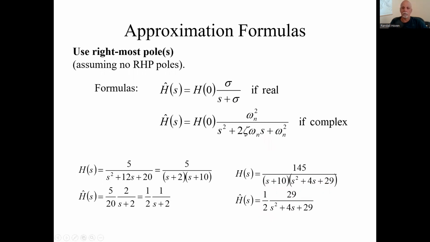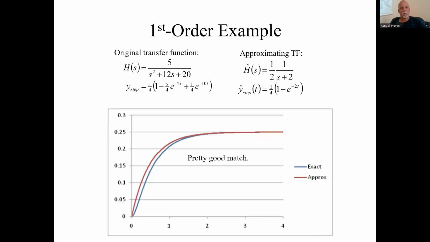How well does all that work? Well, I won't go through all the arithmetic, but say this was that same original function. It's second order, but it has 2 real poles. Here's its step response. Here's the approximating function, which is a first order system. We're approximating a second order system with a first order system. Here's its step response, and here's the plot of it. We call that a pretty good match. There's a lot of approximation in classic control systems. We consider that a pretty good match.